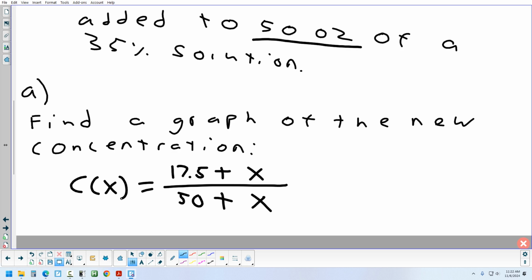So if you add 30 ounces of acid, you would now have 47.5 ounces of acid in an 80-ounce mixture. And if you divide 47.5 by 80, that would give you the new concentration.